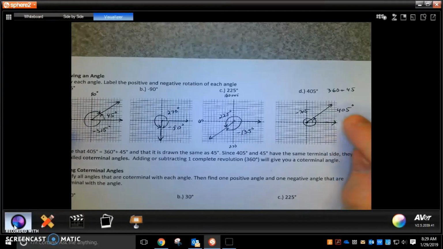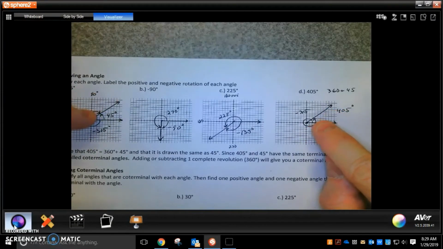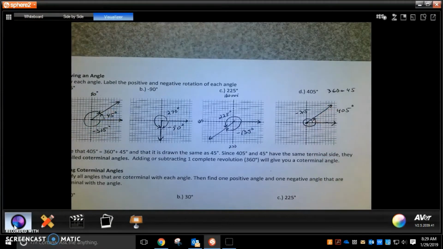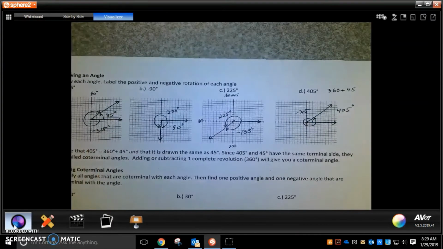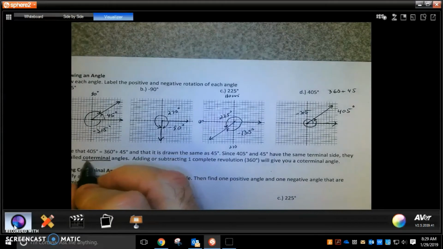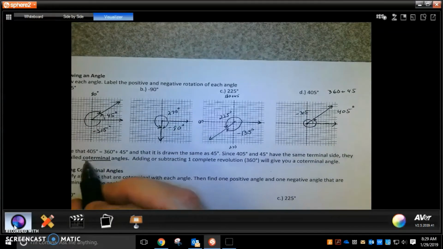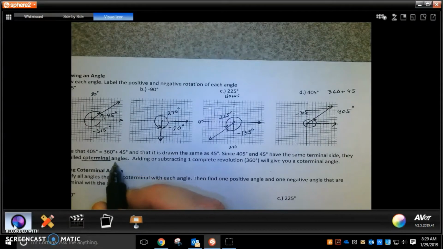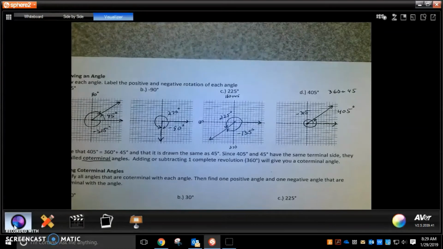Okay, they're both in quadrant 1, at the exact same angle. It's just that this one has an extra rotation to it. These two angles have a special name. They're called coterminal. Co means they share something, and what they share is a terminal side. So coterminal angles are angles that end in the exact same spot.